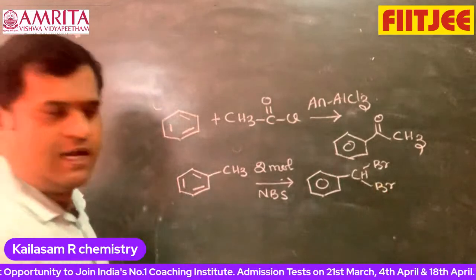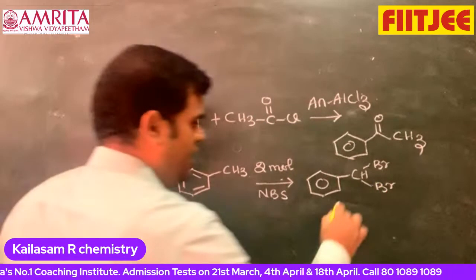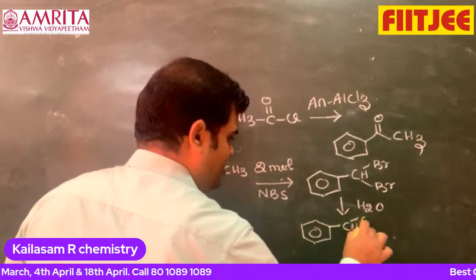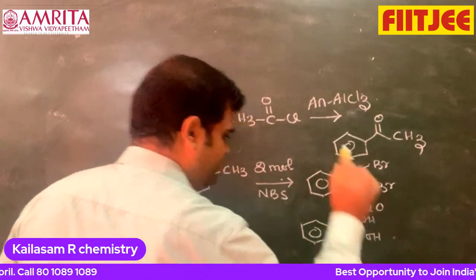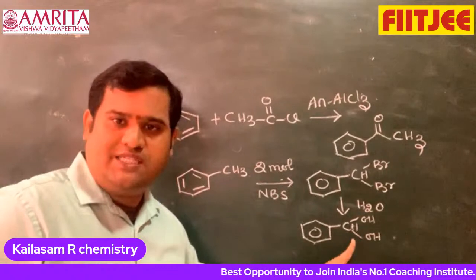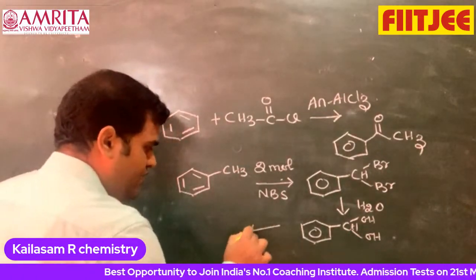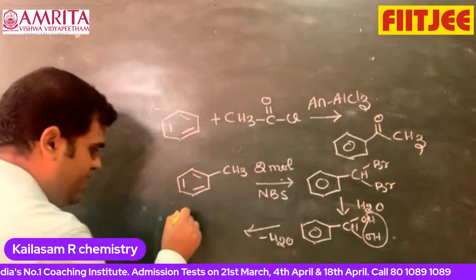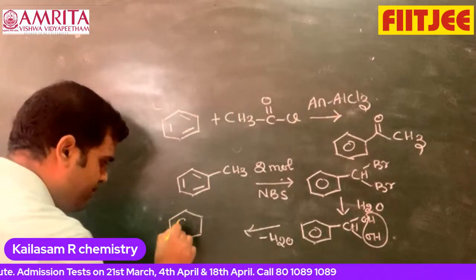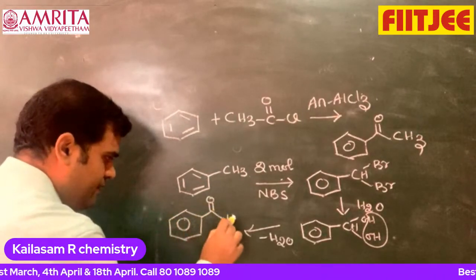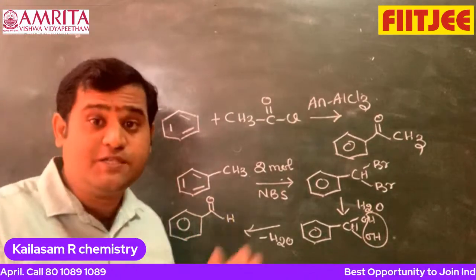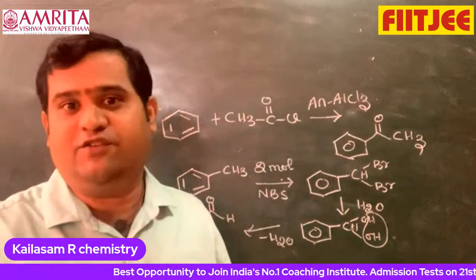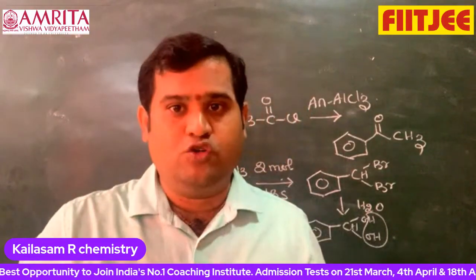Now I'm doing hydrolysis with H2O. Now what I'm going to get is CH(OH), and this is OH. This is called a gem diol. A gem diol is highly unstable. So what will happen in the reaction mixture itself? The removal of a water molecule, H2O, and we are going to get an aldehyde. This is another method of preparation of aldehyde. The earlier one was the preparation of ketone.